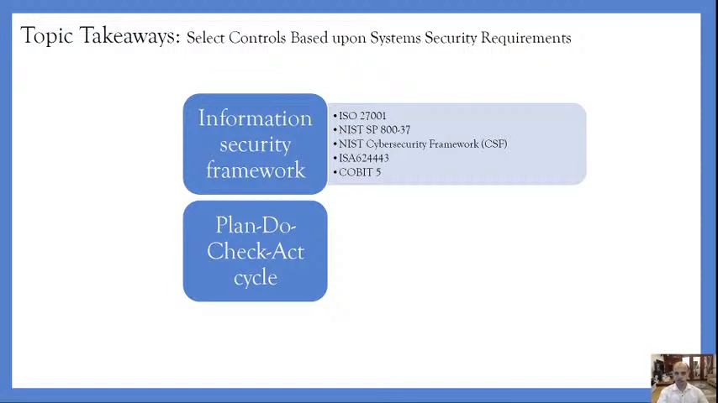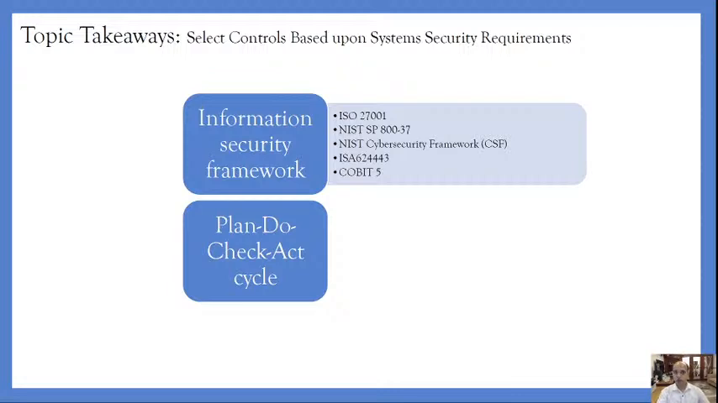But before that you need to understand that these are the 5 or 6 frameworks. As per the CBK, you need to understand ISO 27001, then NIST Special Publication 800-53. Also you need to understand the NIST Cybersecurity Framework, CSF, then the ISA 62443 standard and the COBIT 5 standard. These are the 5 standards from which you can take the security controls based upon the system security requirements or the ISMS which you have created in your environment.